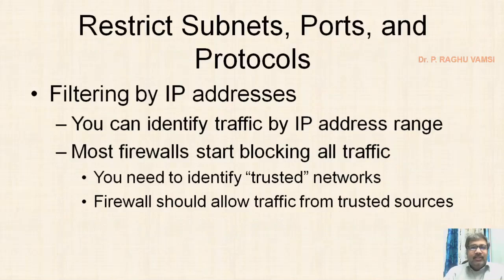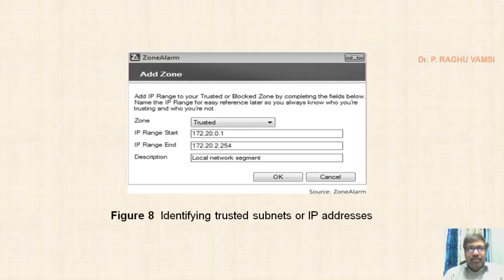You may mention filtering by IP addresses. Within the organization you may use different subnets; we have seen IP subnetting. We can use different subnets for different sections available in the organization, so restricting the subnets, ports, and protocols can be done like this. Filtering by IP addresses, you can identify traffic by IP address range, and most firewalls start by blocking all traffic. That is the reason you mention which subnet traffic needs to be allowed and which can be restricted. This is an example of the ZoneAlarm graphical user interface, where you can specify which range to allow.